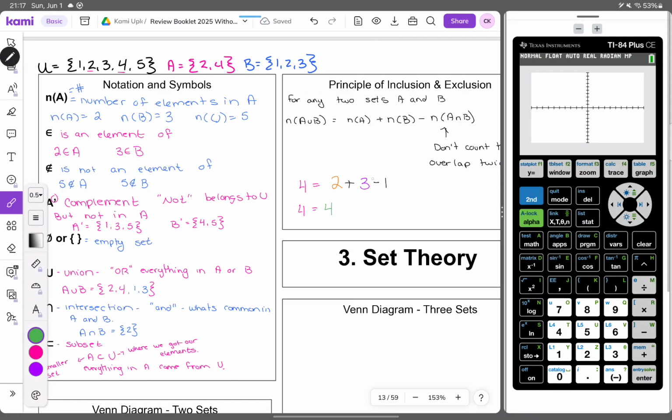And it is a true fact that 4 equals 2 plus 3 is 5 minus 1 is 4. So we have to take that overlap or else I end up counting that 2 twice. If I just go number of elements in A plus B, I'd say there's 1, 2 here, 1, 2, 3 here, so there's 5 in total. But I would have counted that 2 twice.